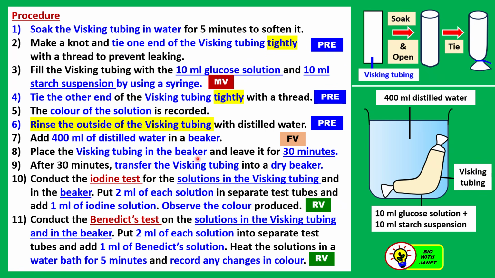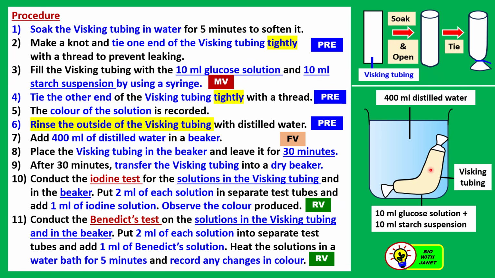Now the color of the solution is recorded. Basically the color of this solution, because of the starch suspension, will be a bit cloudy, a white cloudy solution. So the color of the solution is recorded, and then next, rinse the outside of the Visking tubing with distilled water. So this is a precaution.